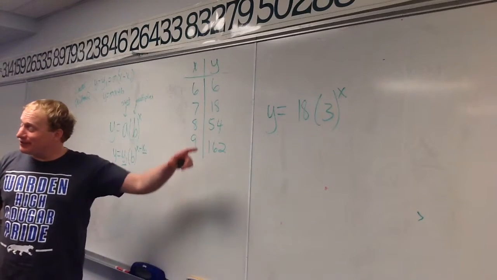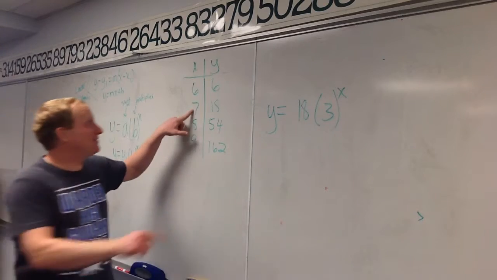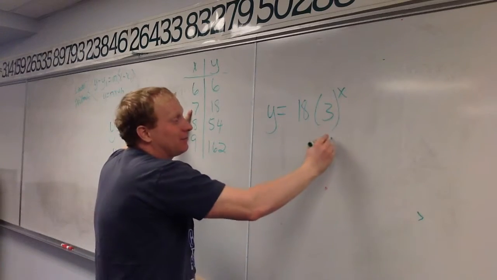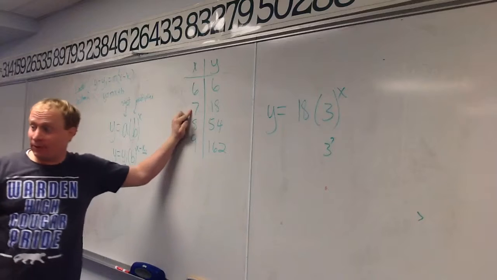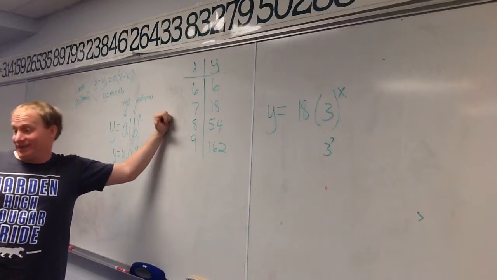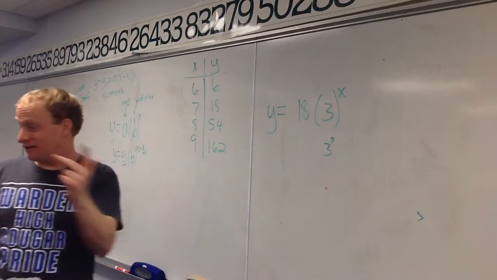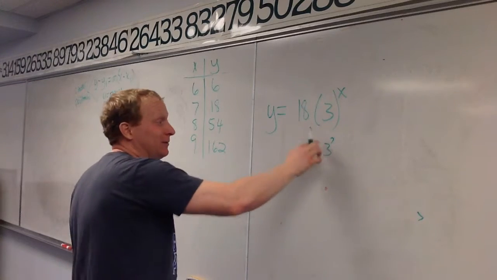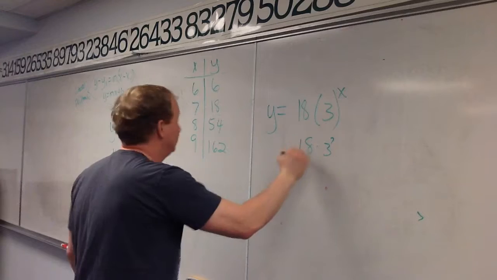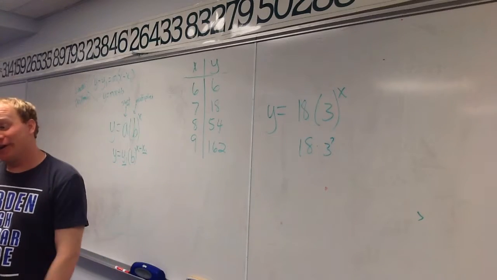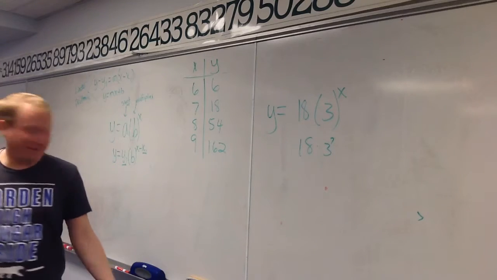This is a good start, but it doesn't work. Because if I plug in 7 for x, I get 3 to the 7th power. You know what 3 to the 7th power is? It's big. It's 3 times 3, it's 9, 27, 81, 243. It's huge. And then you're going to take a really big number, and you're going to multiply by 18. And are you going to get 18 as the answer? No. You're going to get a really freaking big number.